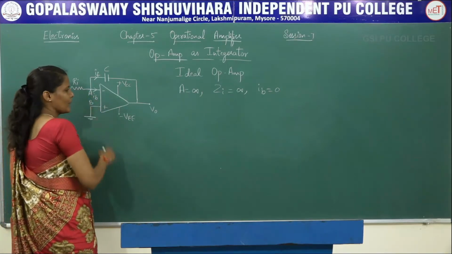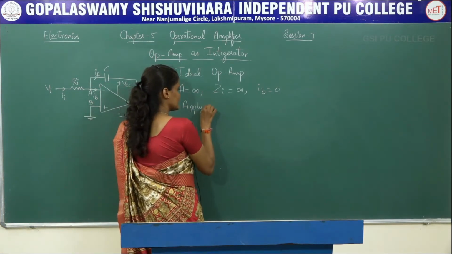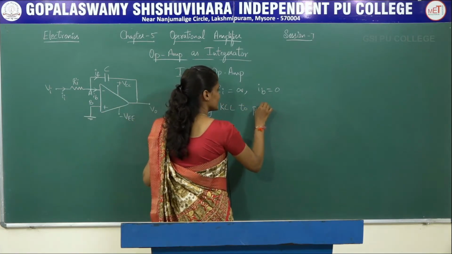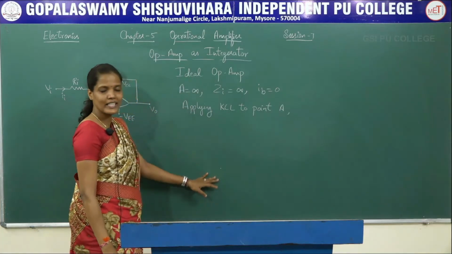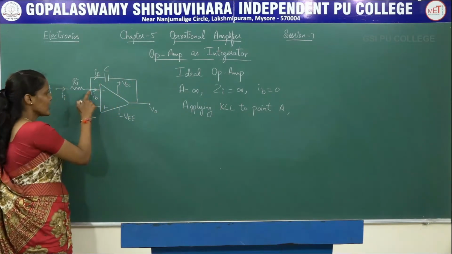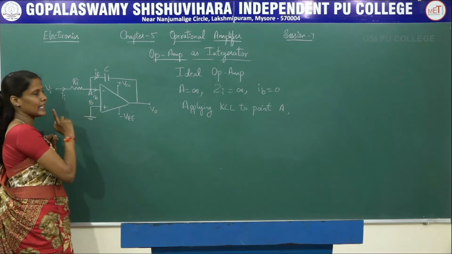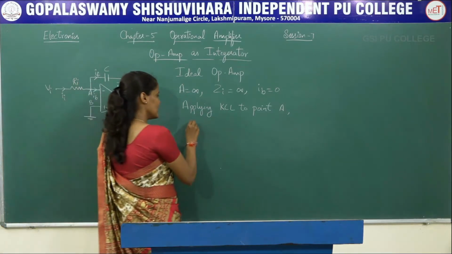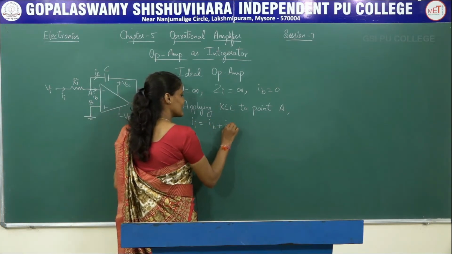Now as usual, applying KCL to point A. KCL says that the algebraic sum of the currents entering the node is equal to the sum of the currents leaving that node. So in this particular node, that is A, the current which is entering is just II, and the currents which are leaving are IB as well as IF. So II is equal to IB plus IF.